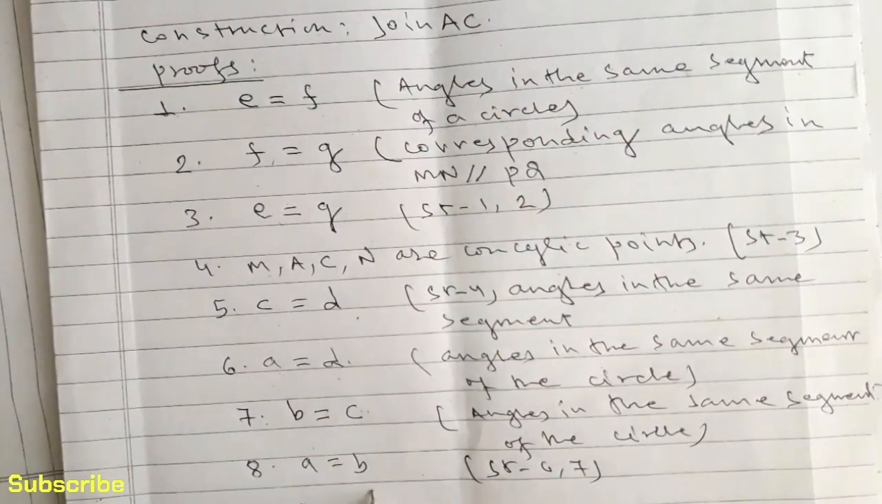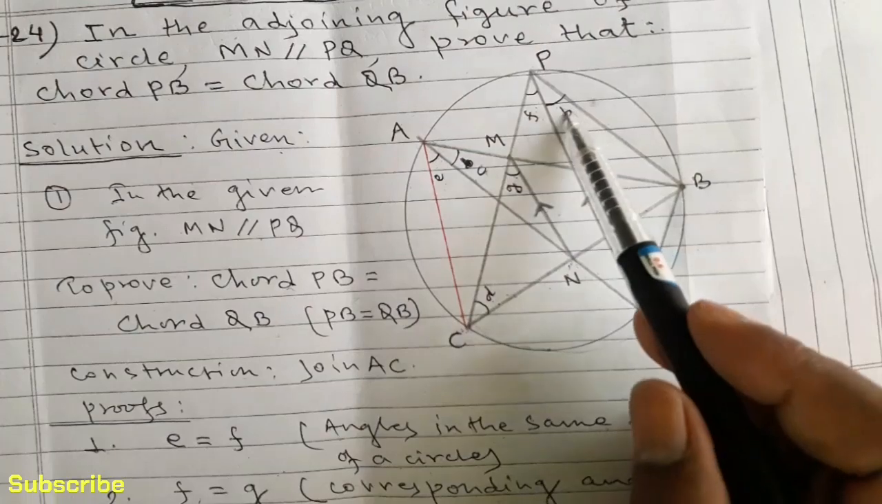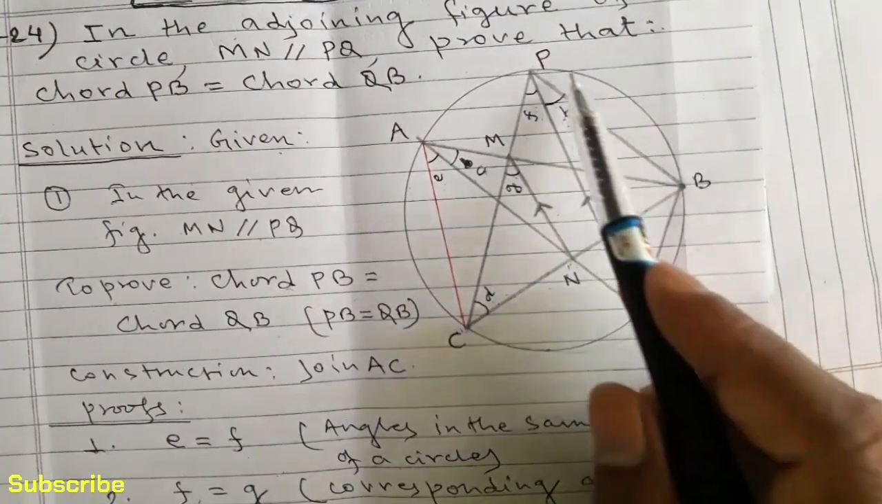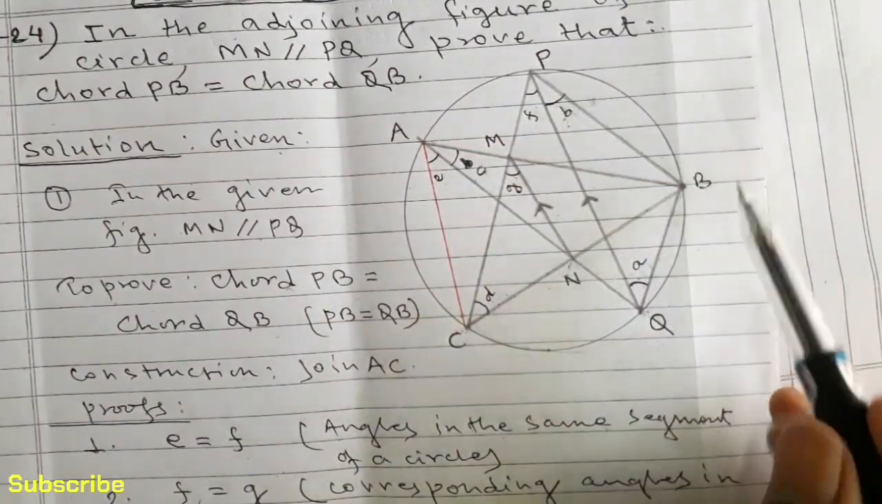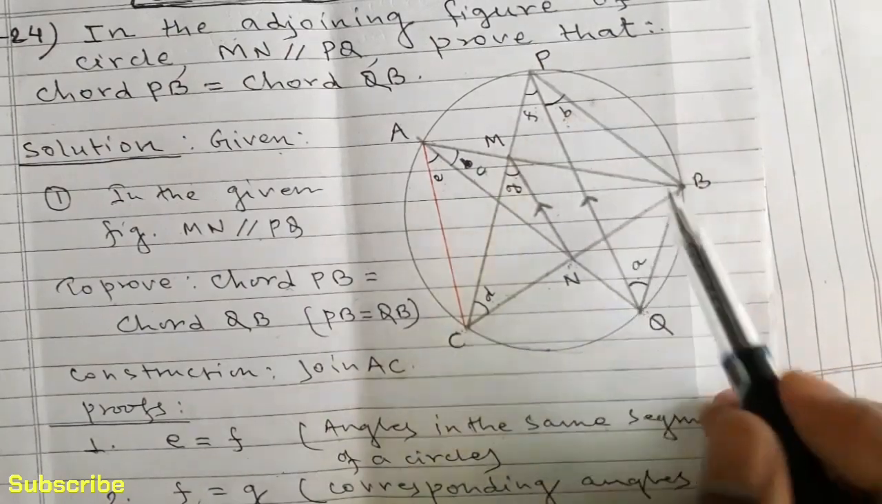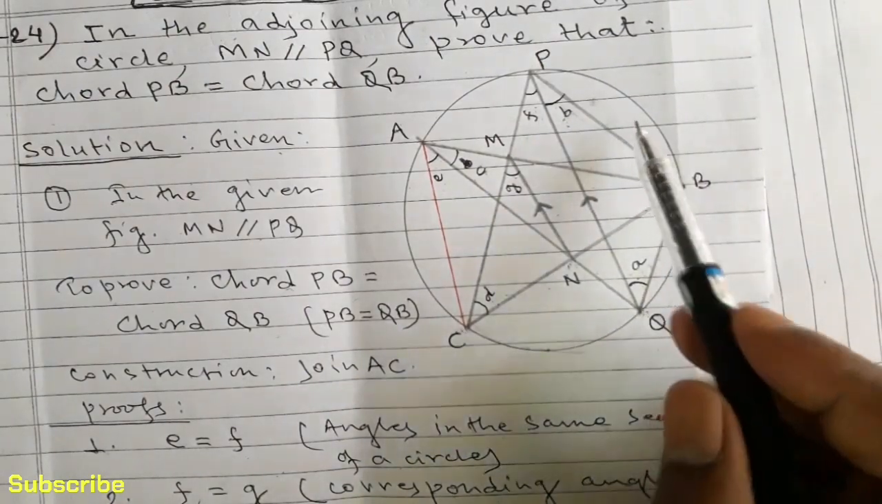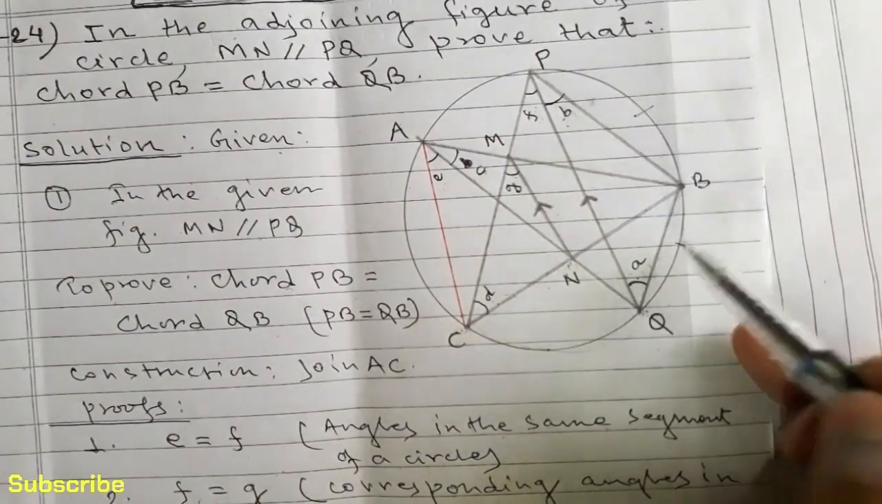So dear students, we have got angle A is equal to angle B. Angle A is subtended by the arc PB, and angle B is subtended by the arc QB. So now we can write arc PB is equal to arc QB.